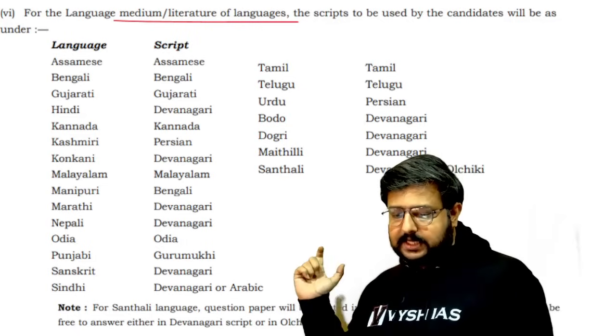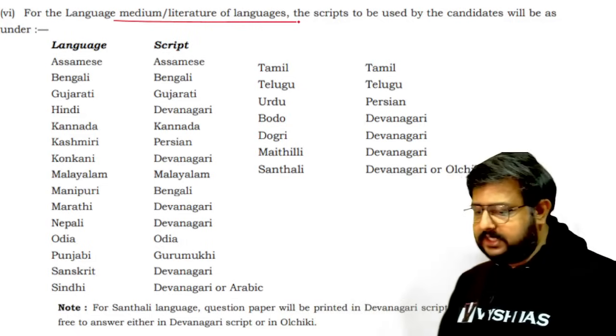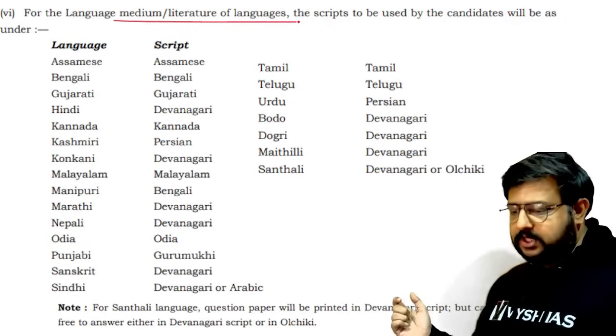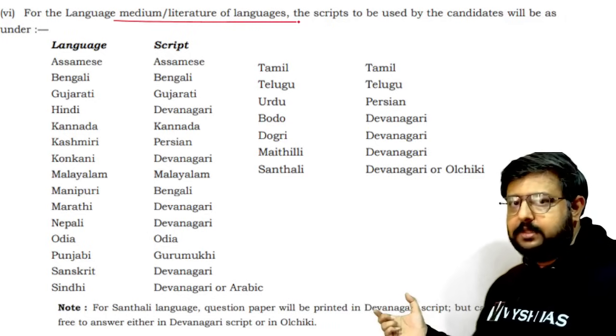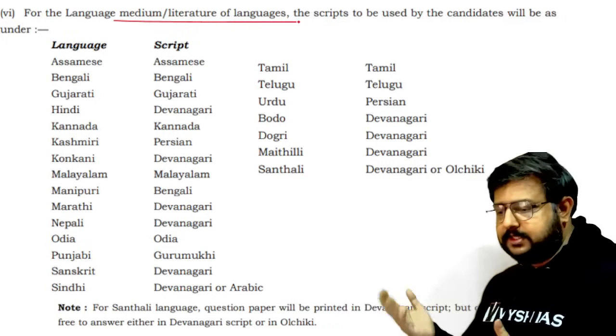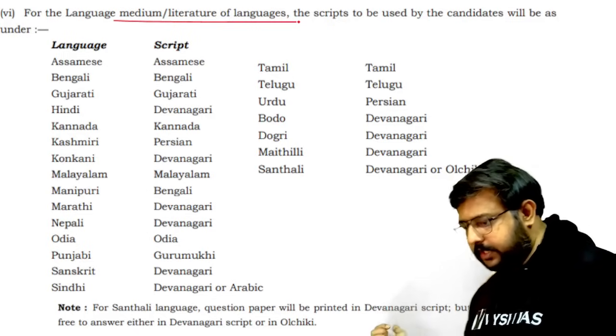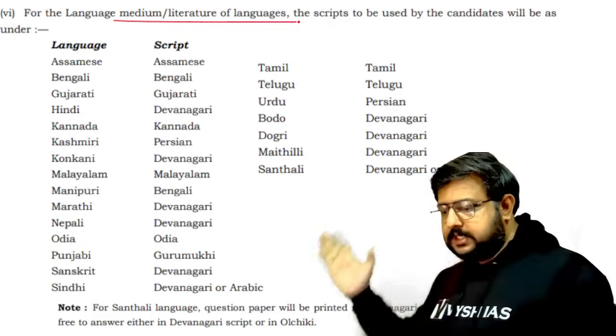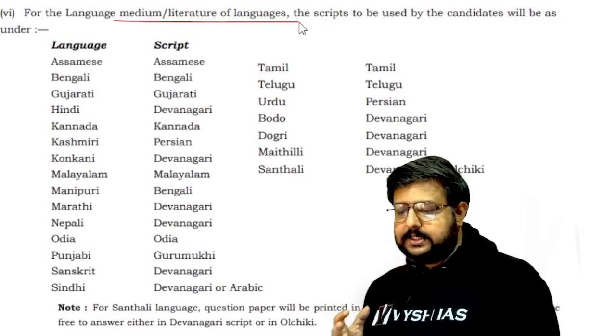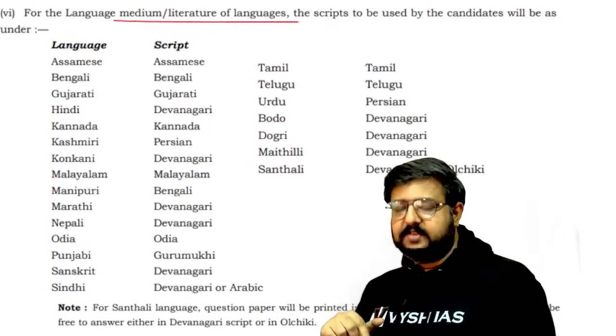Okay, so it is Assamese, Bengali, Gujarati, Hindi. You can see all these languages, and for the Santhali language alone they have given something like the question paper will be in Hindi, Devanagari script, but you can write it in the other script also, which is the Santhali script. Okay, so it's mentioned here. So these are the basic languages and basic mediums and the literature which you can select for optional.